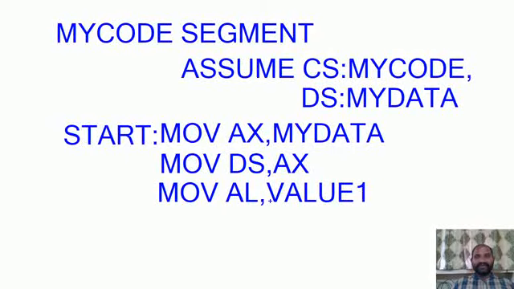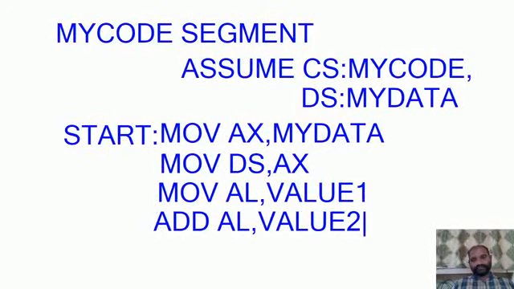Now the other value is 06. If you want, you can make use of that directly over here. So I took value 1 and value 2, and now I need to perform the addition: ADD AL, value 2. Value 1 is stored in the AL and value 2 is directly added with the AL value, and we have the result in the AL now.